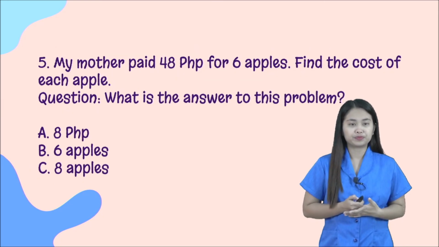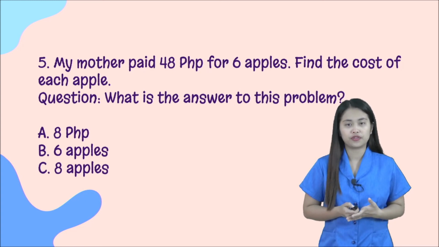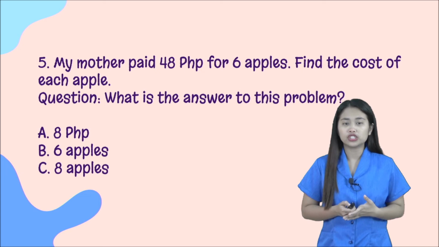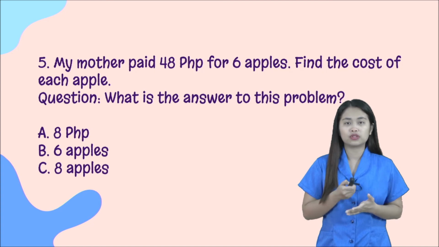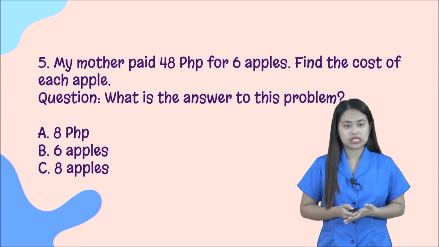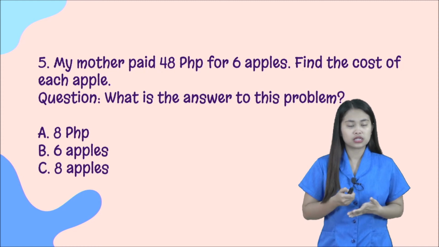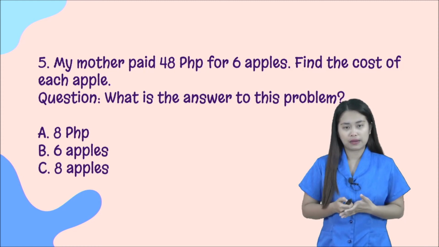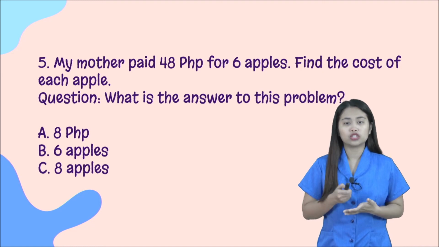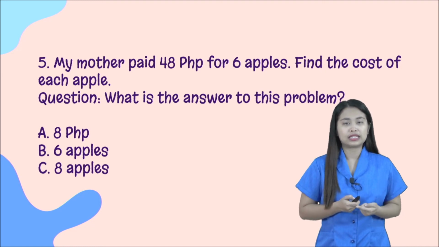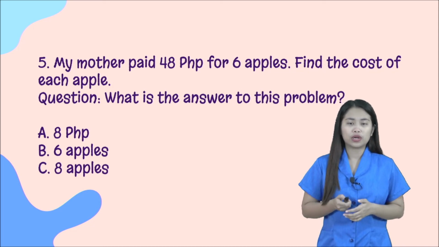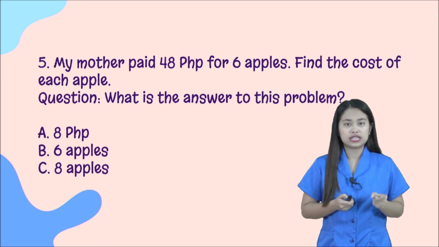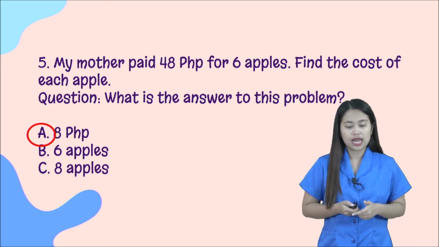And number 5, my mother paid 48 pesos for 6 apples. Find the cost of each apple. So the question is, what is the answer to this problem? So we have to divide 48 by 6. So is it A, 8 pesos, B, 6 apples, or letter C, 8 apples? Our answer is 8, but we should know what is really the answer because our choices have 8 pesos and 8 apples. So our question is find the cost. Since it is cost, it will have the peso sign. So we have 8 pesos as our answer.